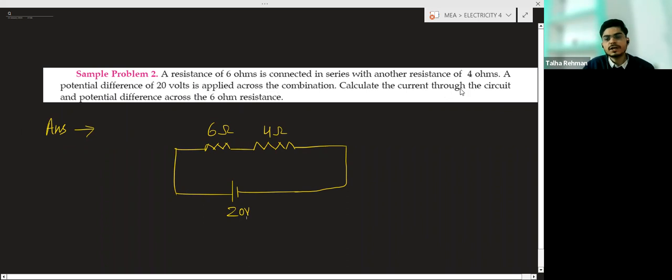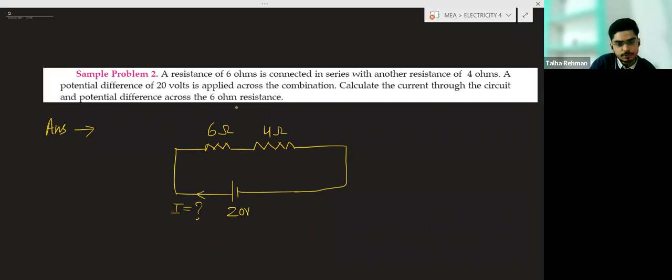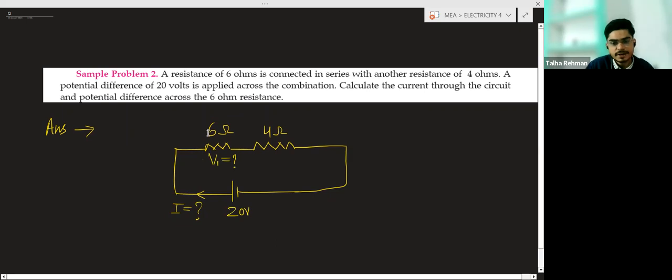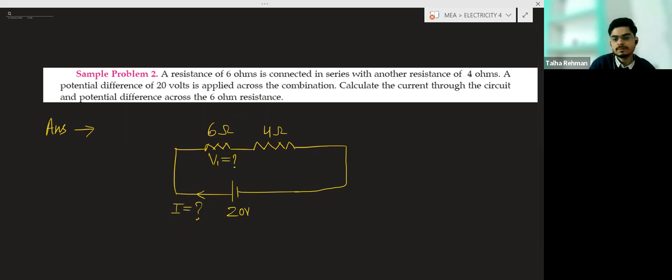Calculate the current through the circuit. They are asking current through the circuit and the potential difference across 6 ohm resistance. Means we have to calculate the potential difference across this. Suppose this is V1, the potential difference across 6 ohm. I am adding from my side: calculate this also, V2 also.